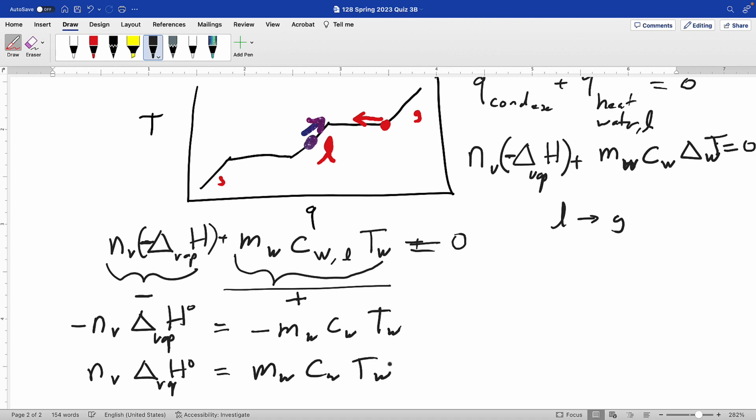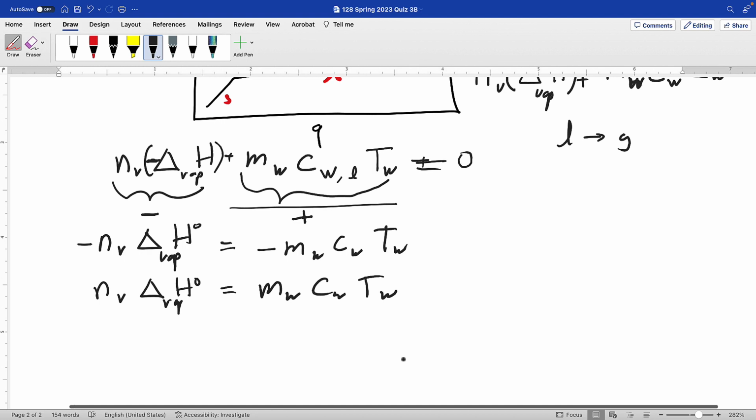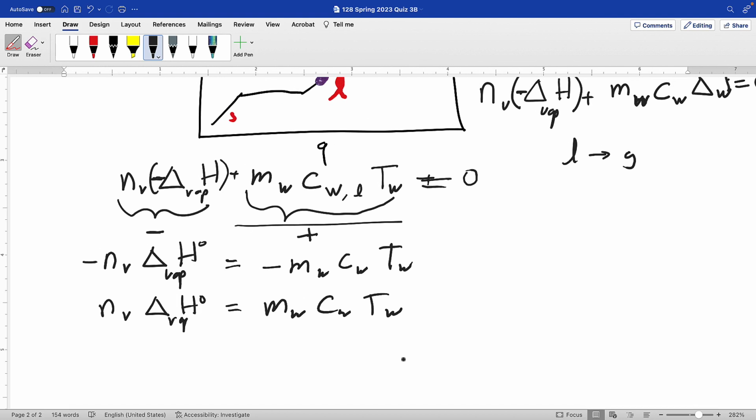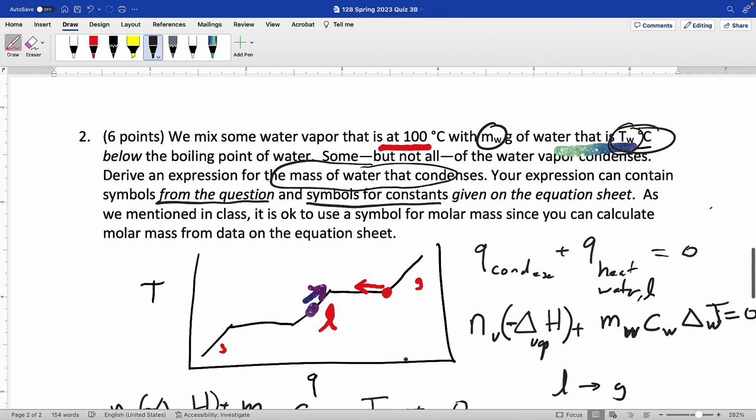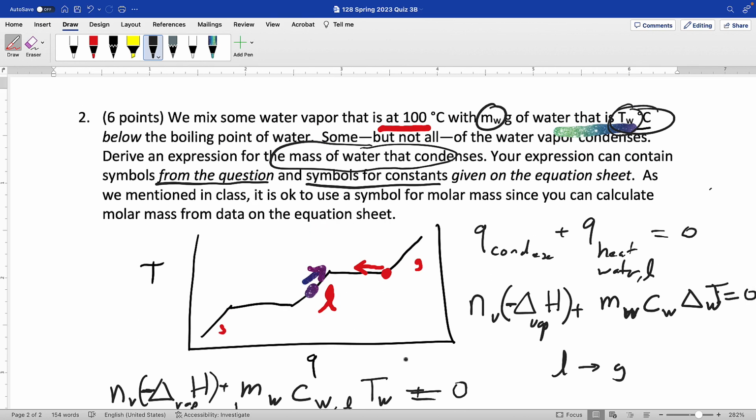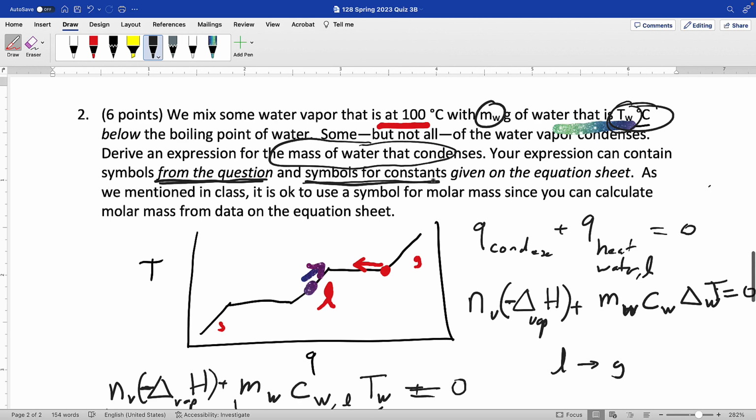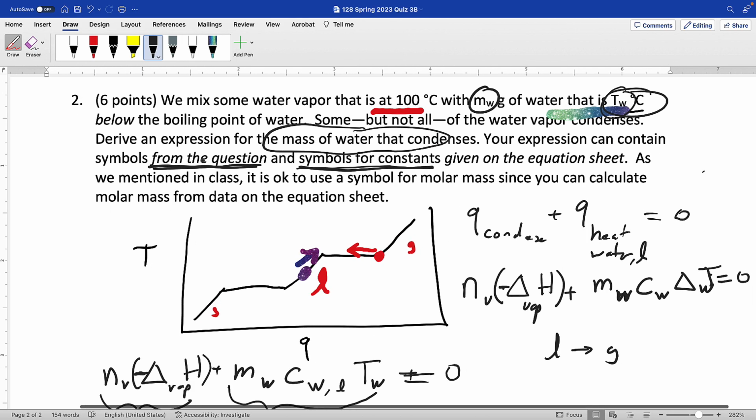Okay, now we're not quite there yet because we wanted to have everything be either a constant we could look up on our equation sheet, or symbols from the question. So let's see what is a symbol for constants that's okay to have in our answer. A constant's a number, right? So if you have the specific heat of water or the heat of vaporization, that's a constant. If it's a symbol on your equation sheet that stands for a single number, that's a symbol for a constant. So those are legal to have, as are symbols that are given in the question.